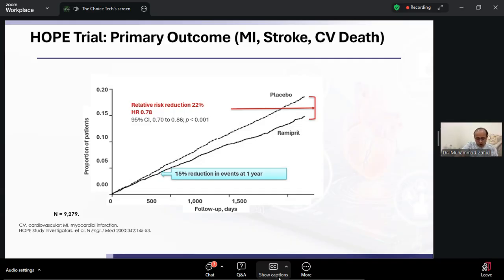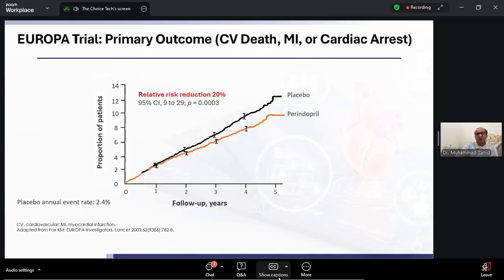This showed a 22% relative risk reduction of cardiovascular deaths, MIs, and strokes. And this effect was beyond the control of hypertension. Likewise, the EUROPA trial was a randomized, double-blind, placebo-controlled, multi-center study.